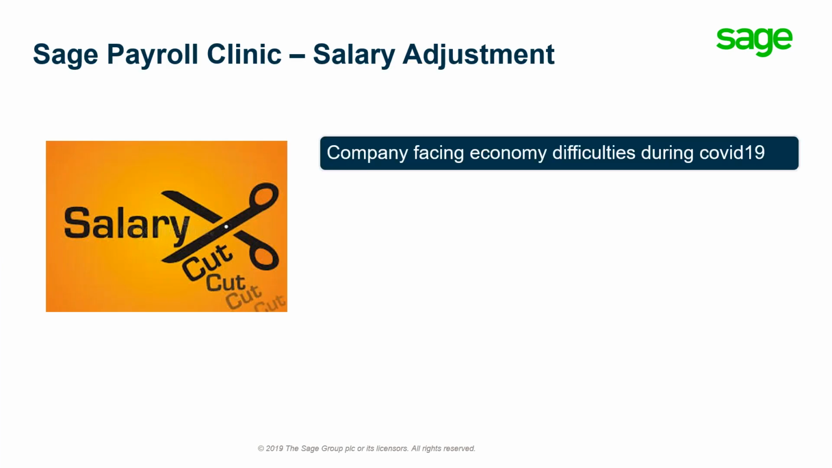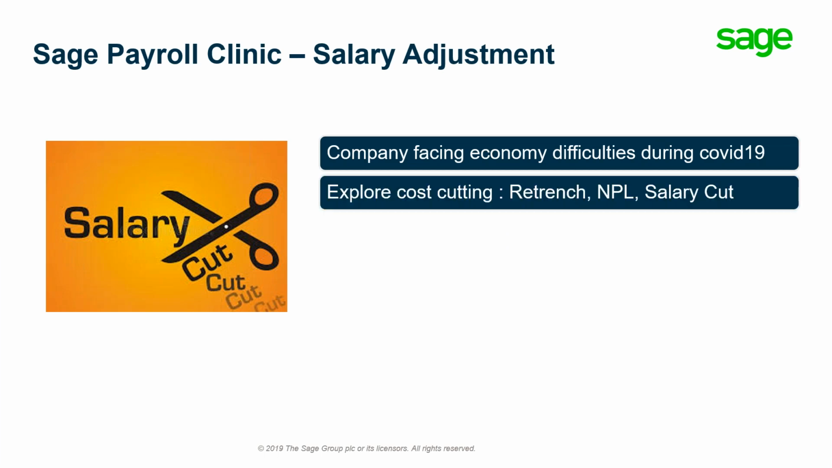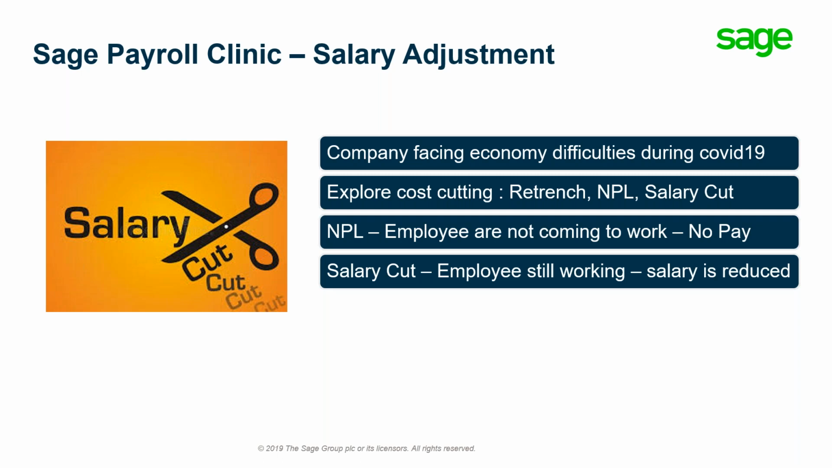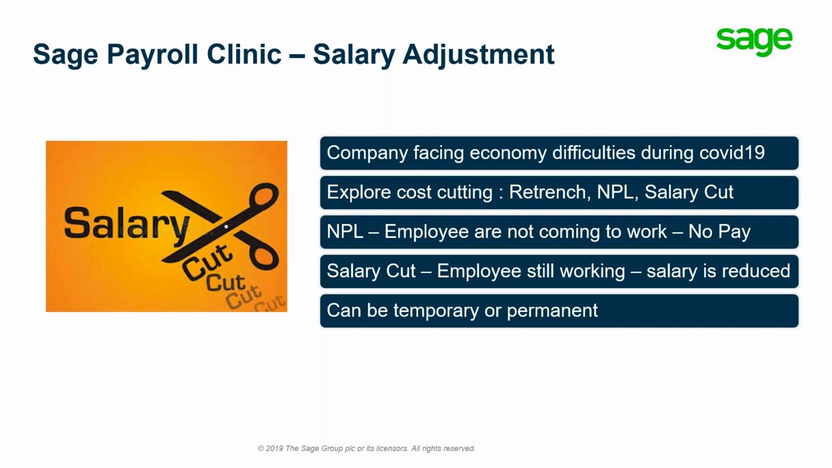So again, companies are facing a lot of economic difficulty during this COVID-19. There are three common cost-cutting measures that companies are doing now. Either retrench to let go of the staff, or do the no pay leave we just mentioned, or the next one is a salary cut, which means a reduction of the salary. The difference is that with no pay leave, you're asking the employee not to come to work, so that's why they don't get paid. But with a salary cut, you expect the employee still comes to work, but the salary has been reduced.